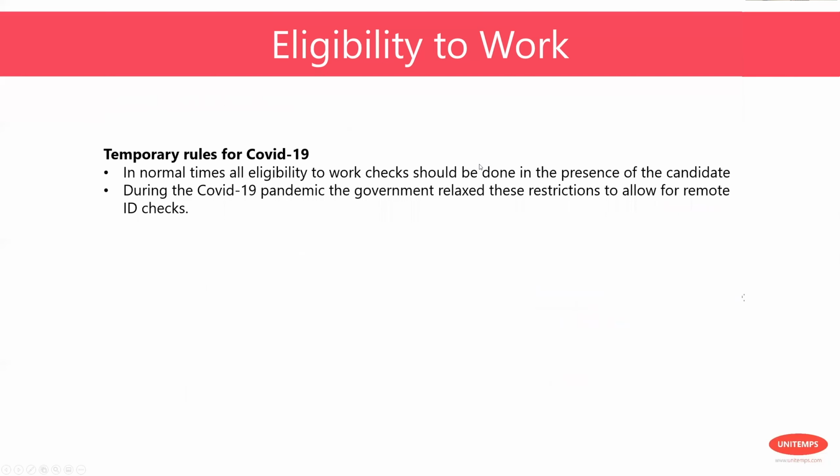Right, so as promised, temporary rules for COVID-19. I skipped over this because it didn't make sense to explain it without this context. In normal times, all eligibility to work checks should be done in the presence of the candidate. So normally, you would have to have the candidate in front of you showing you their passport. And they have to do that themselves. They couldn't send their mom in with their passport, which happens far more often at universities than it should do.